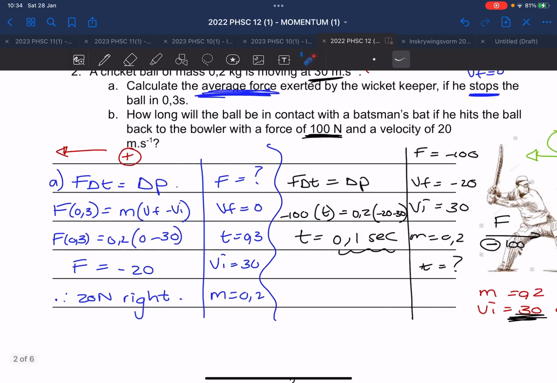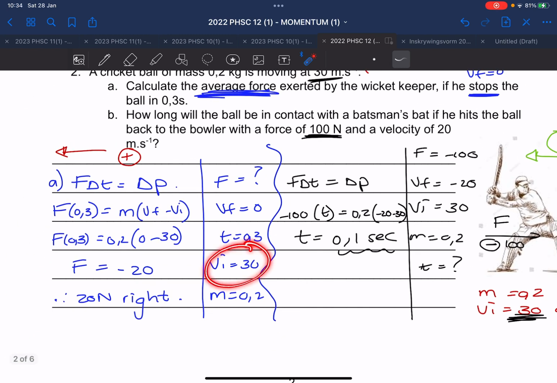So, you see why this is positive 30, because we chose to the left to be positive. We start with our impulse formula. Okay, and then you can see I just elongated it. So final velocity minus initial velocity. So then we have time is 0.3 seconds.